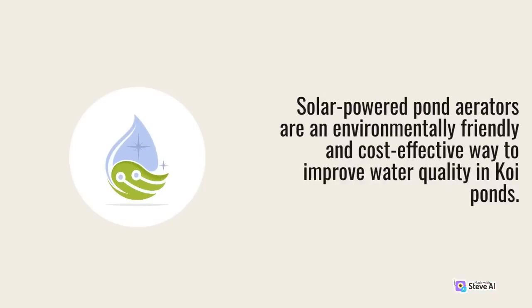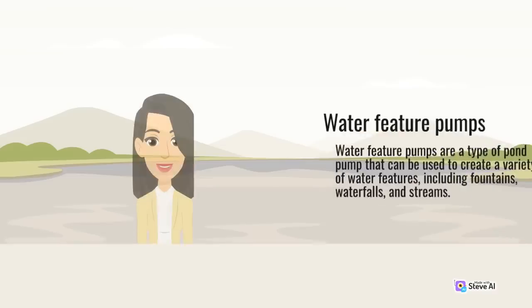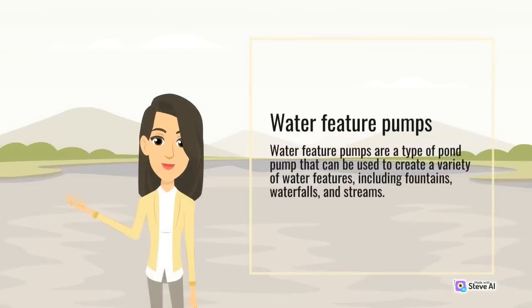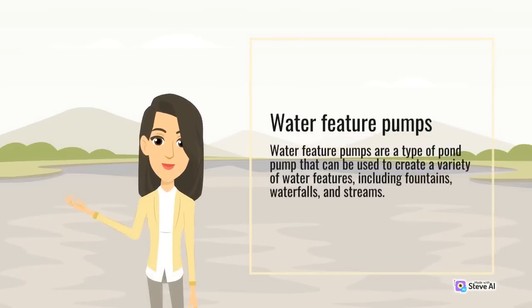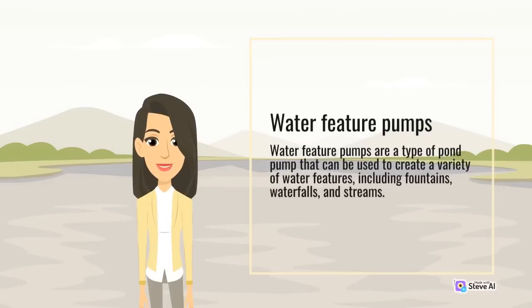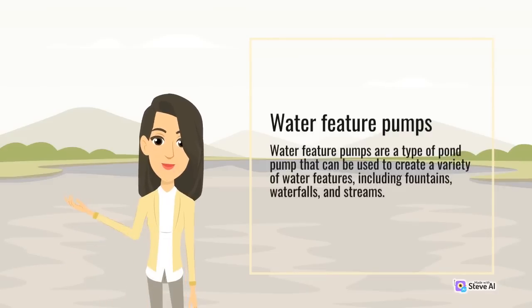Solar-powered pond aerators are an environmentally friendly and cost-effective way to improve water quality in koi ponds. Water feature pumps. Water feature pumps are a type of pond pump that can be used to create a variety of water features, including fountains, waterfalls, and streams.